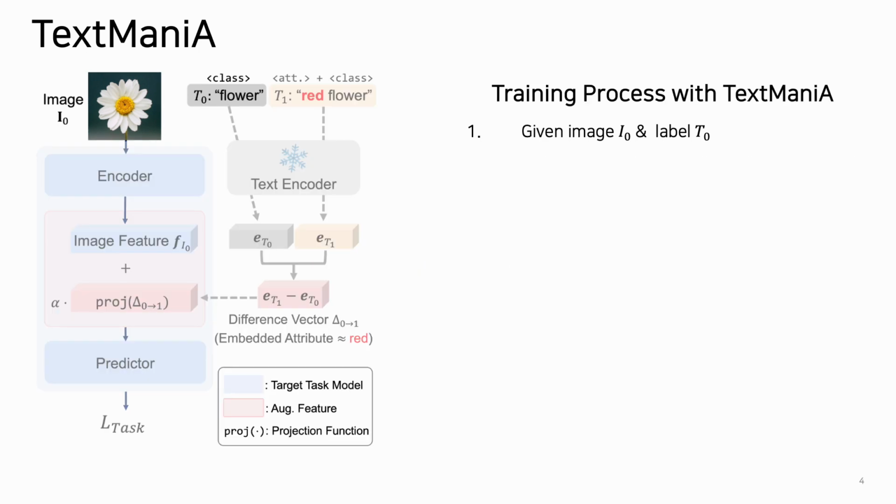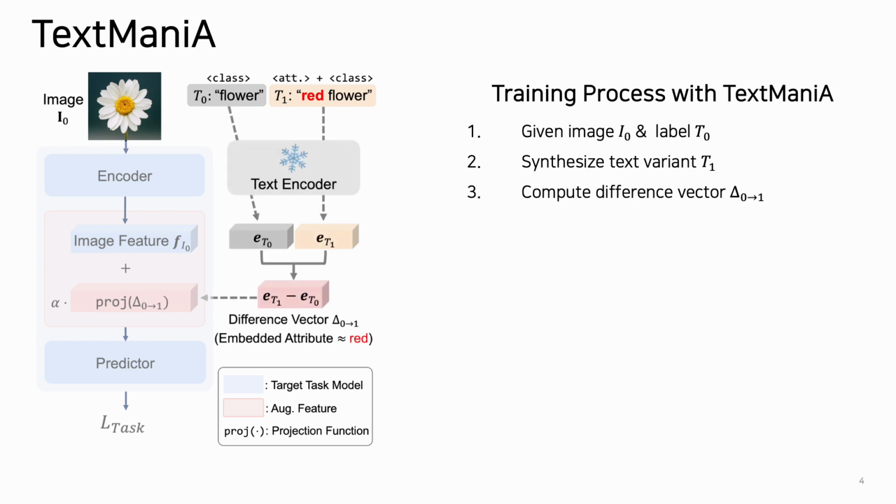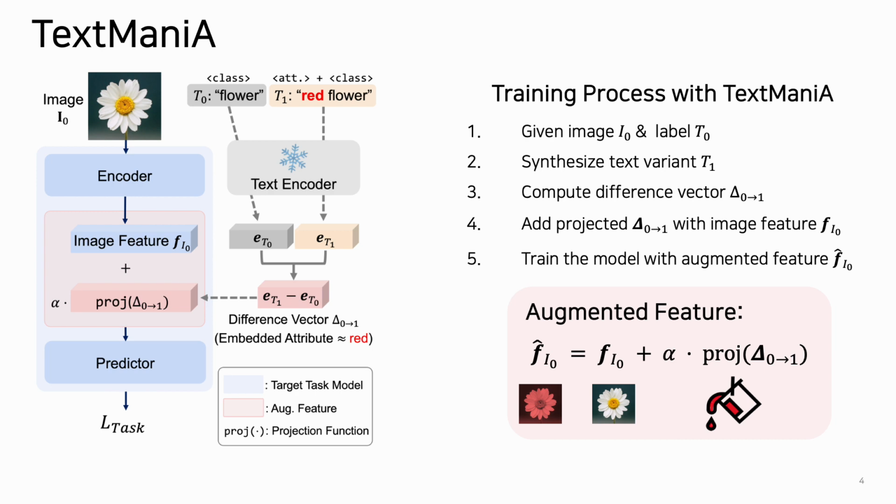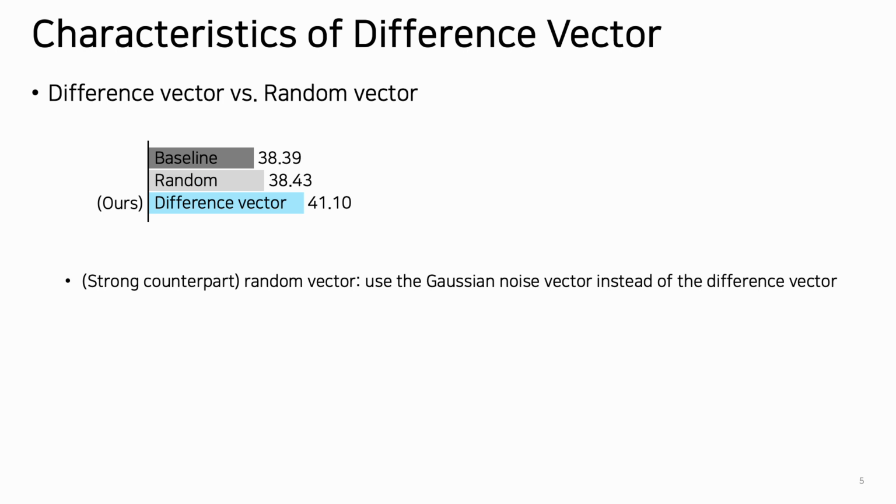This is the detailed training process with our TextMania. First, the image and the corresponding label are given as usual. We synthesize the text variant by adding the attribute text. Then, we extract the text embedding from the pre-trained language model and compute the difference vector. We project this difference vector with a simple linear layer and use it as a perturbation on the image feature. Finally, the target task model is trained with the augmented feature.